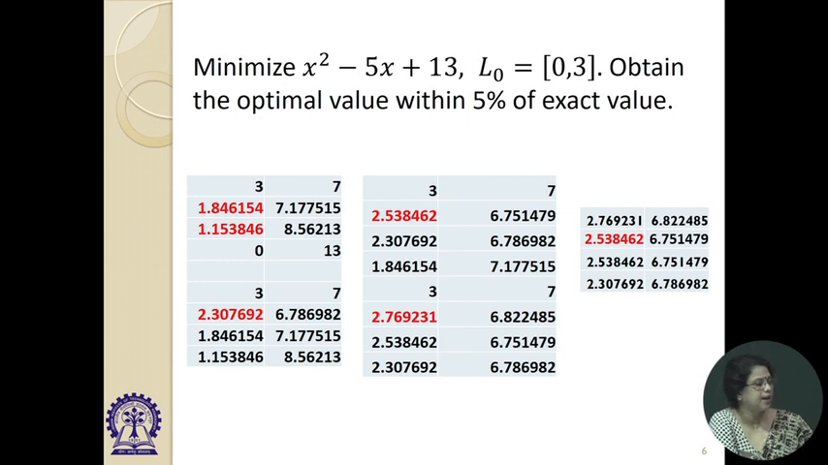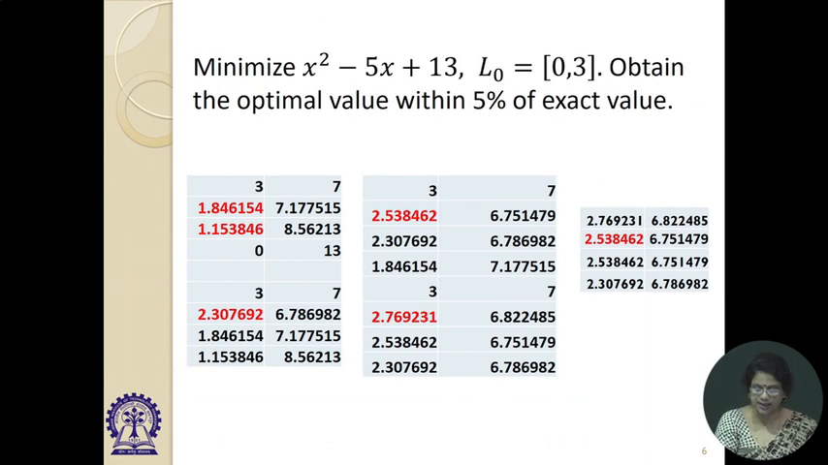Okay, and you see how many points we got through this iteration. We got a total of 6 points: 1, 2, 3, 4, 5, 6. And ultimately you will see both the values come the same, and that can be declared as the optimal solution. Now this is for the 5% exact value.